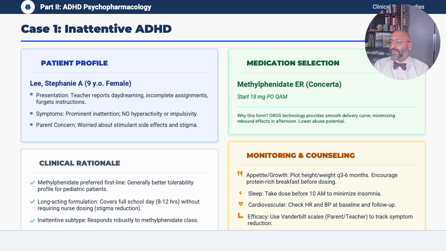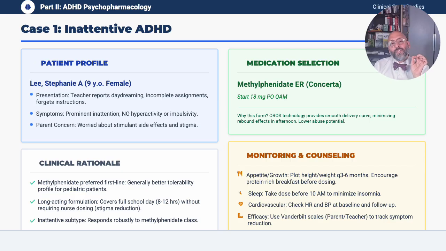So what do you need to do? This monitoring to build trust is essential. So you want to track height and weight every 3 to 6 months. You want to encourage a protein-rich breakfast before taking the medication, right? And we don't tell parents, don't worry about appetite. You need to give them a plan. And if you're not up for this, then pair them with a nutritionist.